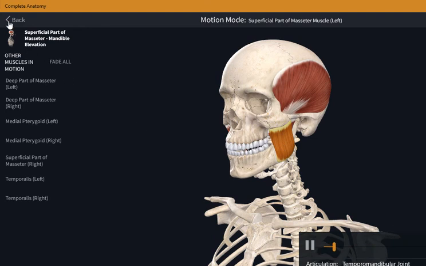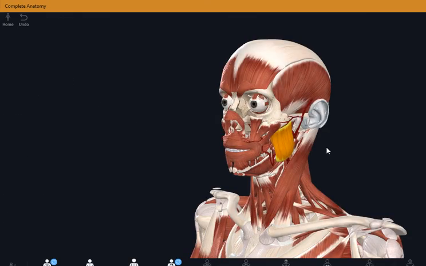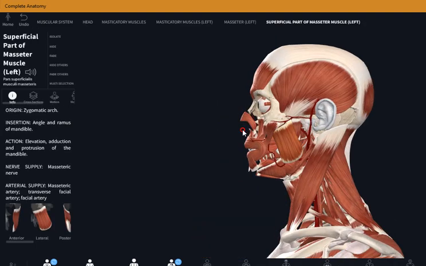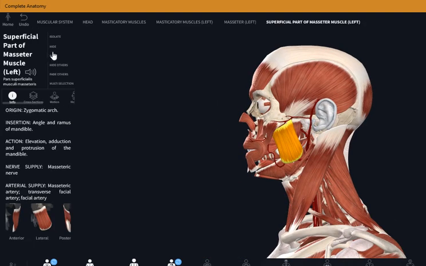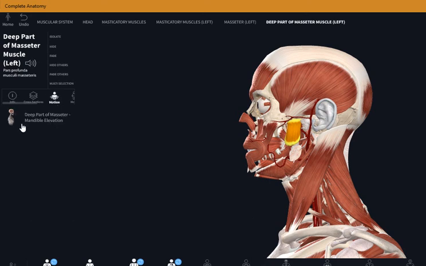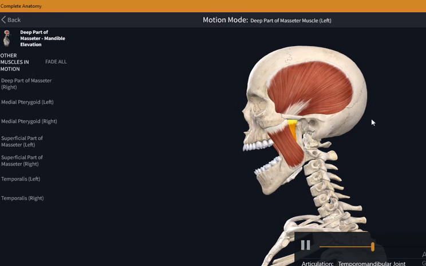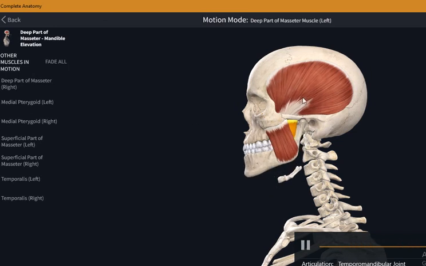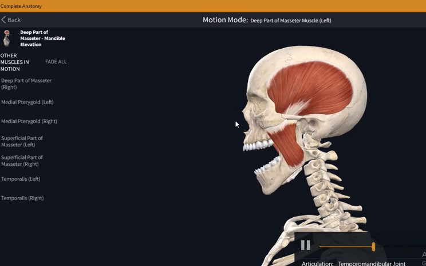We remove this, and then you take the deep part. The deep part still functions in elevation. So these are the functions of the different muscles.